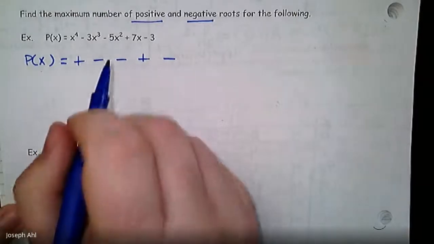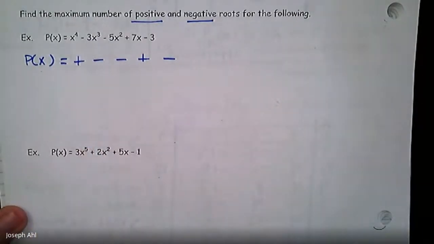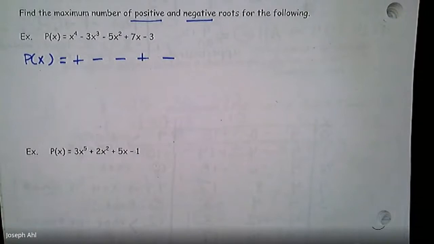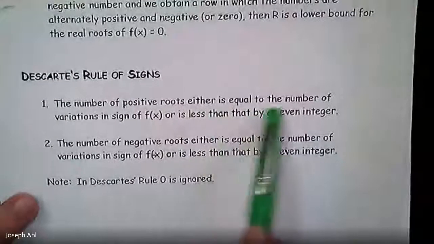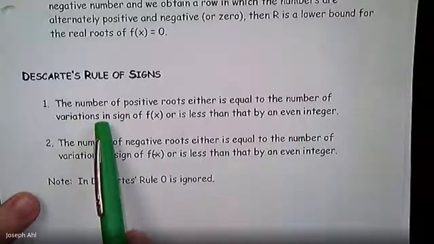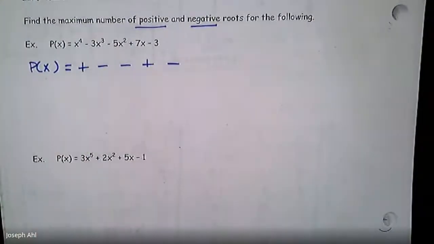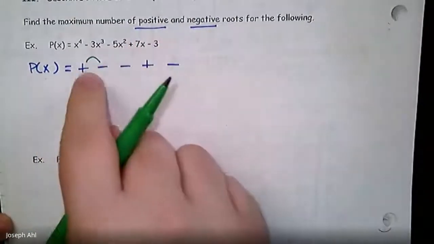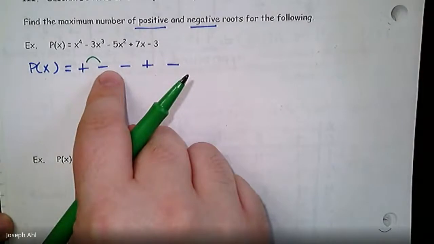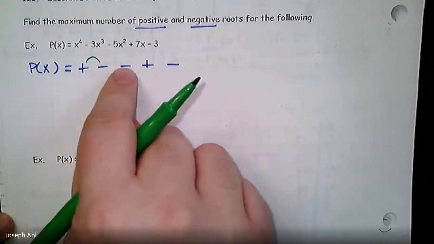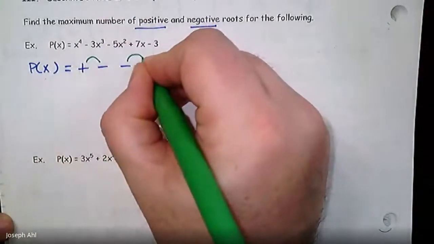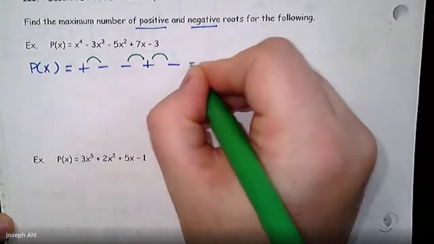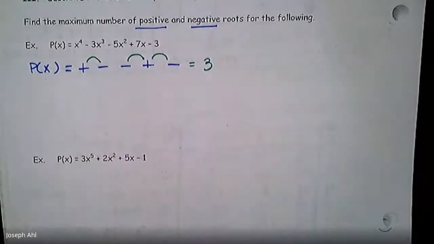Okay. So what I want to do is analyze how many times the sign changed. How many variations are there? That's what the rule says. It's equal to the number of variations in the signs of f of x. So how many variations were there? Well, from the first term to the second term, we changed sign once. It went from positive to negative. Then we go negative to negative, no sign change there, but then we go from negative to positive, and then positive back to negative. So there are 3 sign changes in p of x.